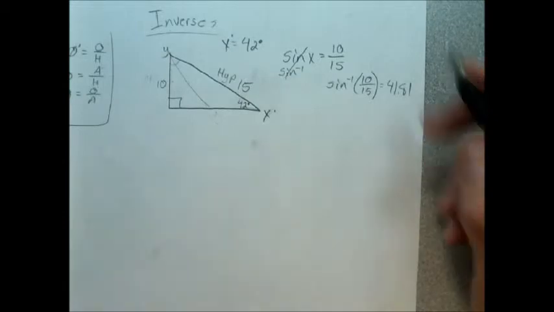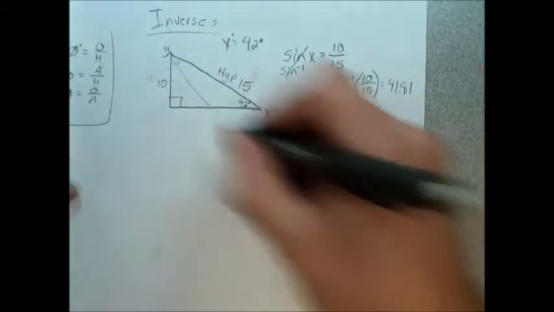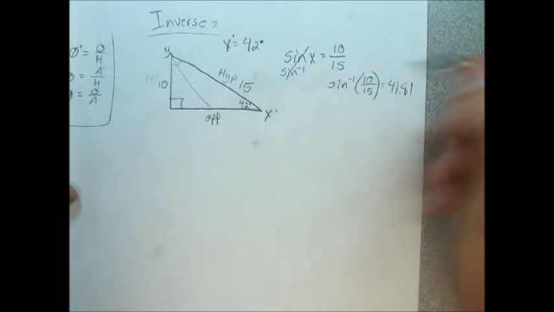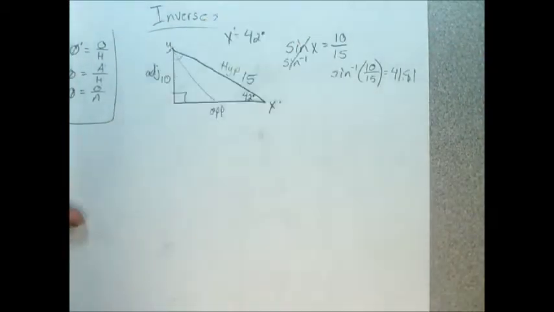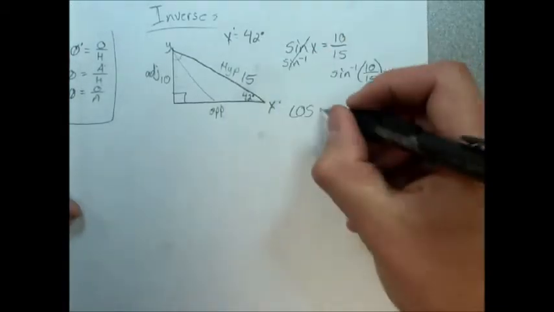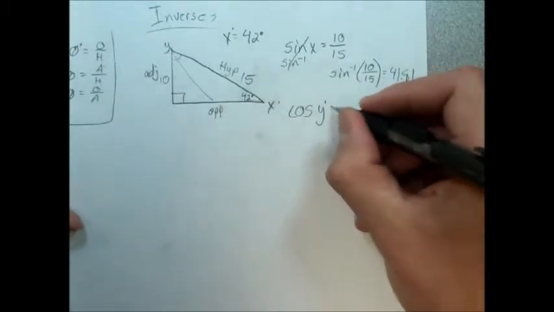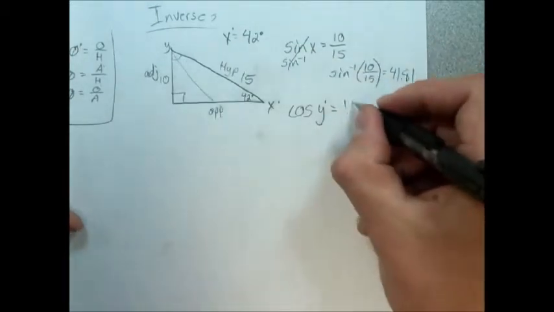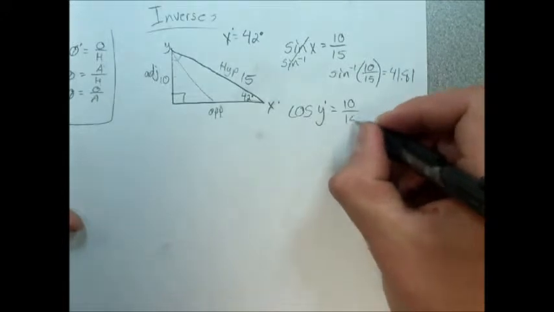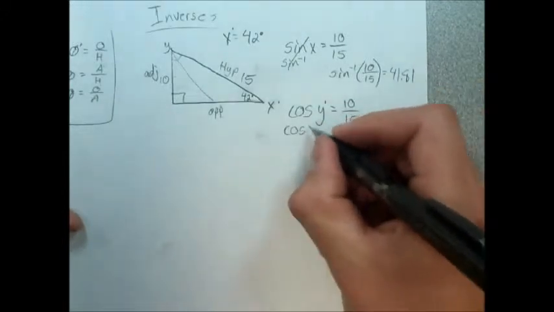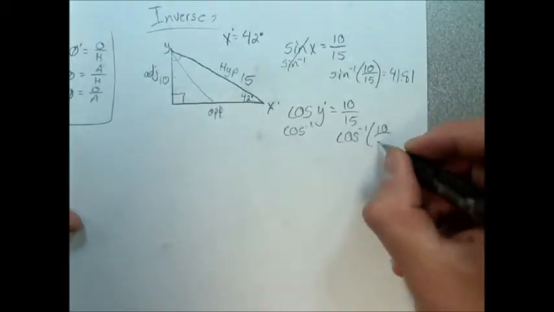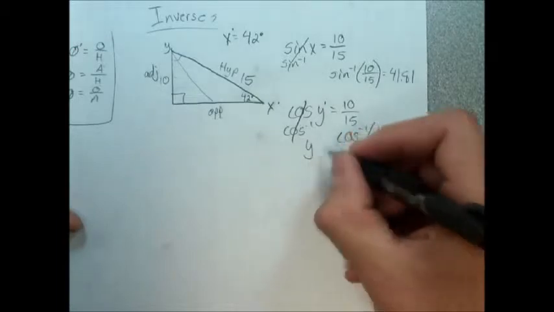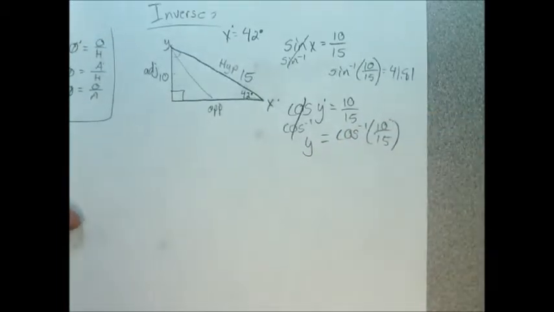What is across from y? Opposite. Hypotenuse stays the same, so what would the 10 be? Adjacent. So what uses adjacent and hypotenuse? Cosine. So I have cosine of y is adjacent, which is 10, over hypotenuse. Again, I do the inverse to both sides. So those cancel out, and y will be whatever cosine inverse of 10 divided by 15 is.